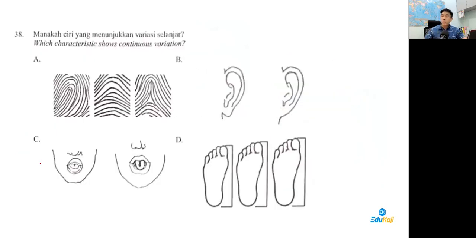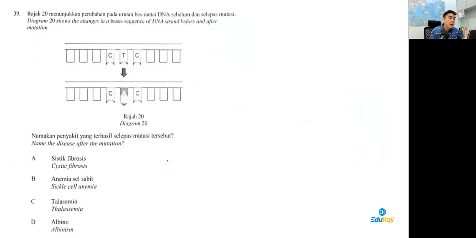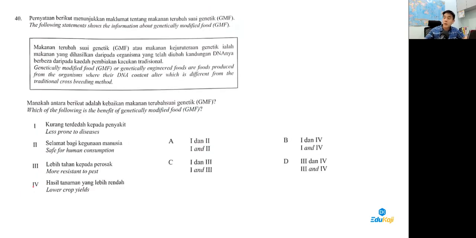Now 38. 38 is from chapter 12. Okay, which of the following is continuous variation? Guys, continuous means something that can change in size because it can grow much bigger and bigger. So 38 donkey, 39 is mutation, and because T is missing, this leads to sickle cell anemia. Okay, this leads to sickle cell anemia.